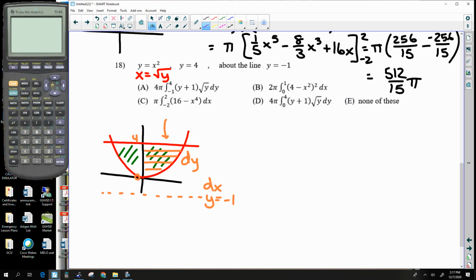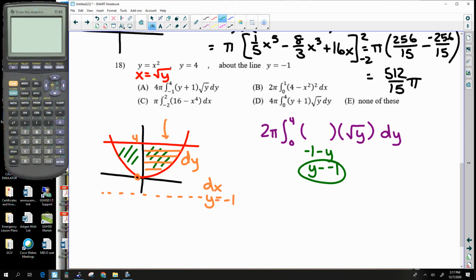So starting with what I have, right? So the volume, just forget about doubling and everything. It's just going to be 2 pi integral 0 to 4 of y, and then this is the square root of y dy. Okay. Now again, I have two different ways that I can go about this. I can go -1 minus y, or I can go y minus -1. Again, to ensure a positive answer, y is a number between 0 and 4. This would be the method that would ensure a positive number. So this is going to be a y plus 1.